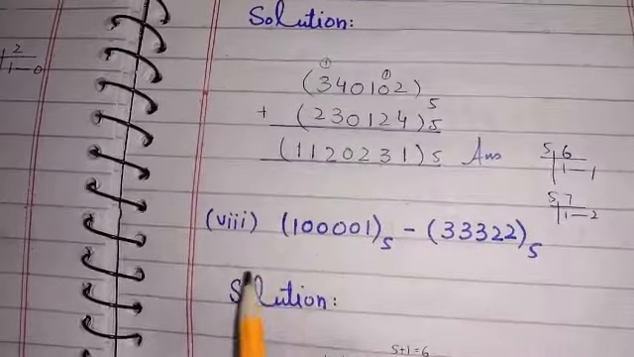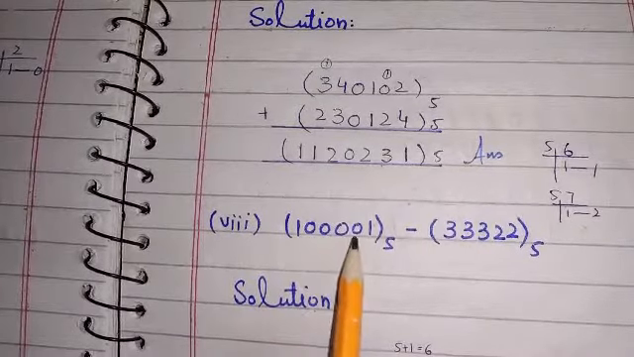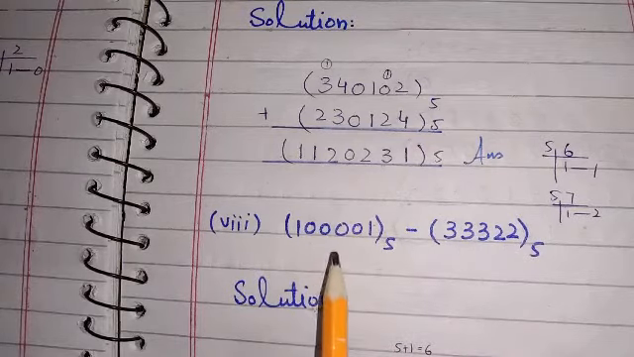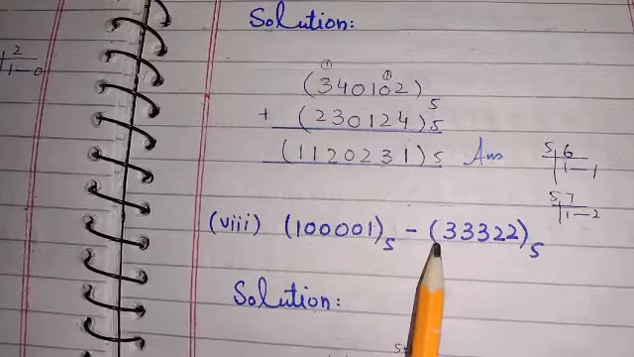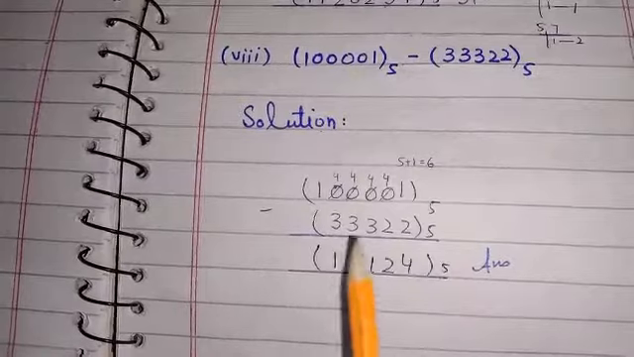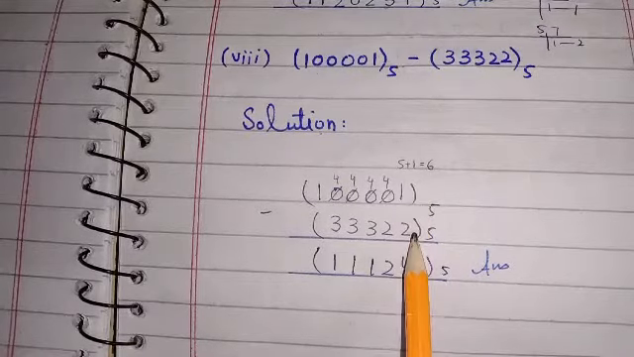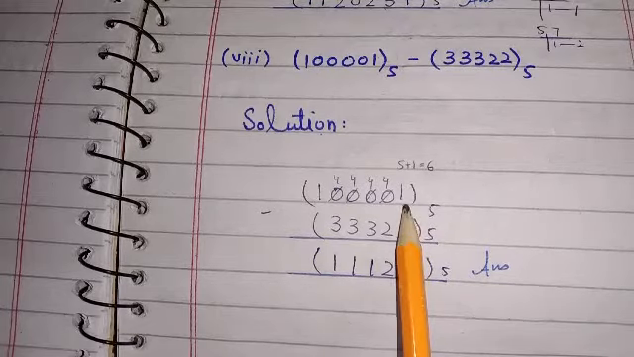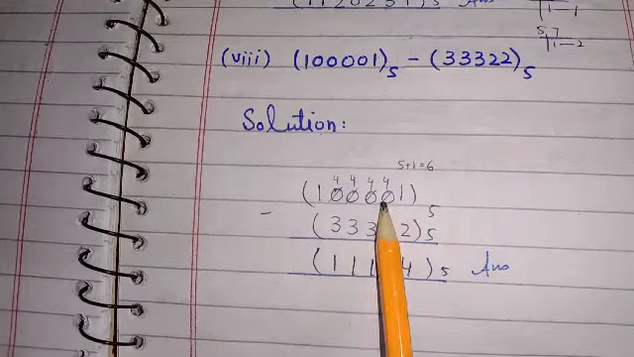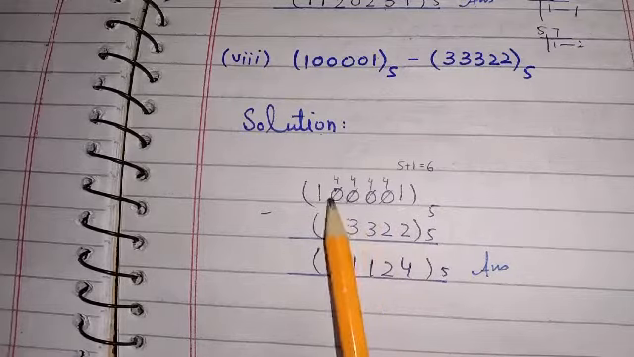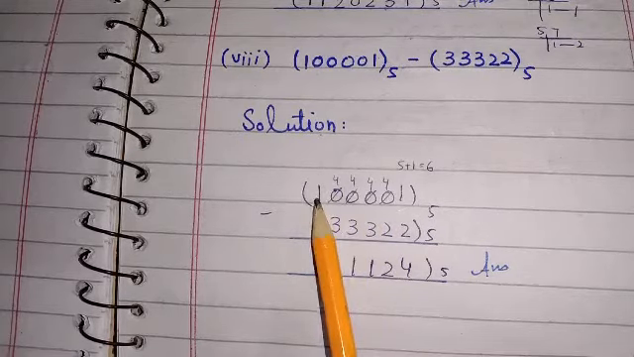Here is our part 8, 1 0 0 0 0 1 with base 5 minus 3 3 3 2 2 with base 5. Now students, we have to subtract these two numbers of base 5. Let's start its solution. First we will write our first number, then we will write the second number starting from right. As you can see that we cannot subtract 2 from 1, so we will get carry from the very next column. As you can see that here is 0, we cannot get carry from it. Next is also 0, next is also 0 and next is also 0, so we will get carry from here.